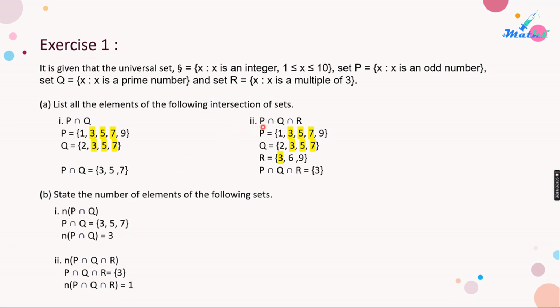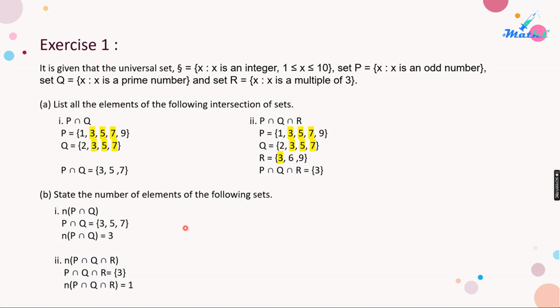Next, P ∩ Q ∩ R. For set P, we get 1, 3, 5, 7, and 9. For set Q, we get 2, 3, 5, and 7. Set R is the multiples of 3, so we get 3, 6, and 9. For these 3 sets, P, Q, and R, the common element is 3. So P ∩ Q ∩ R equals bracket 3.